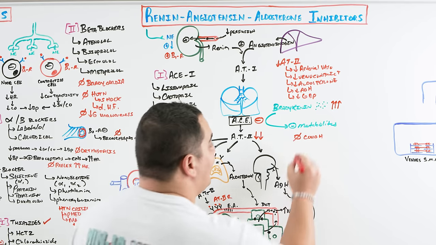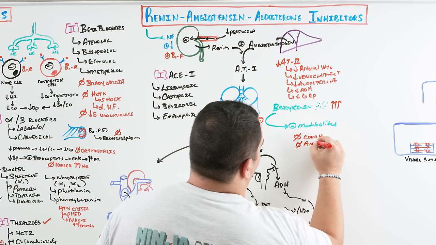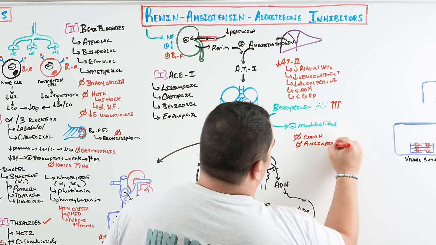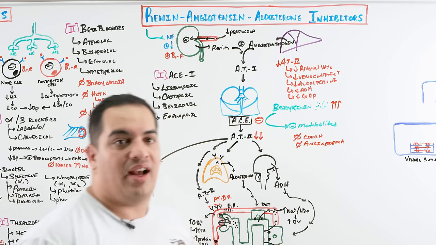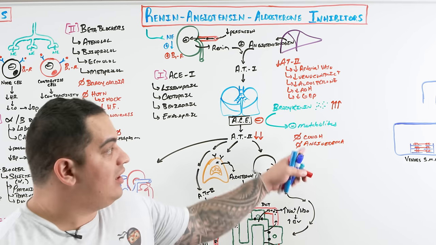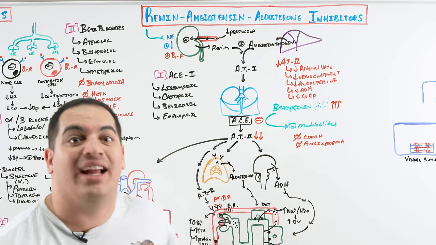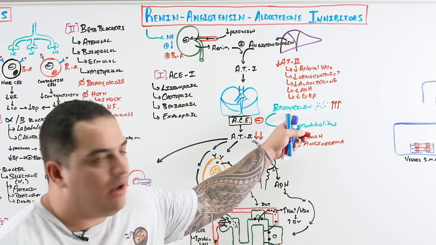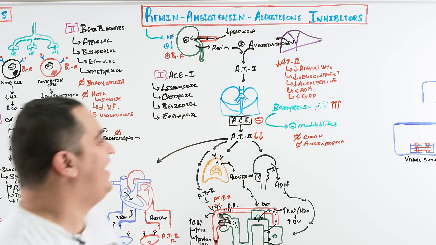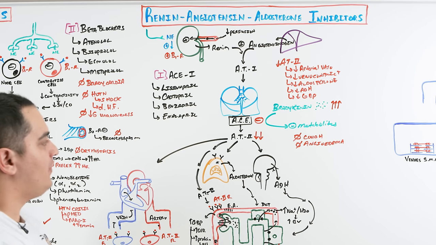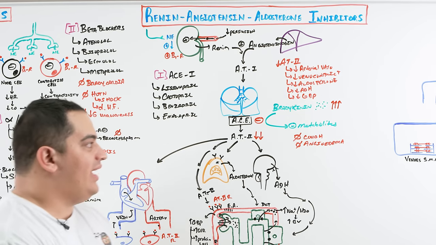So this may cause angioedema. So watch out for these things, which you're going to see way more commonly with ACE inhibitors than you will with the other drugs within this category. So there's a lot higher risk of dry cough and angioedema due to altering the bradykinin pathway. All right. Beautiful.